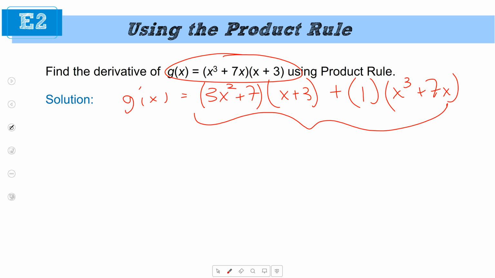Did anybody multiply this out? I did. All right, share. What do you got? 4x cubed plus 9x squared plus 14x plus 21. Okay, great. Good. Questions?